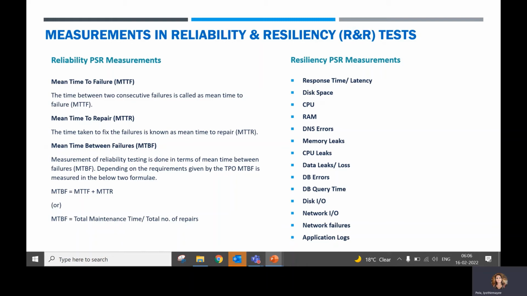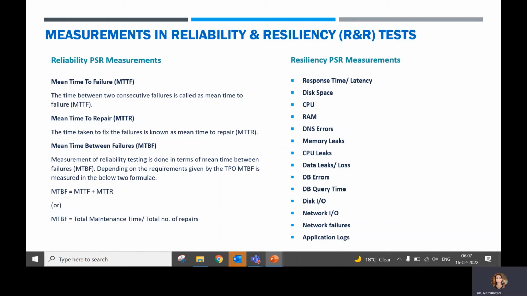And the only measurements in reliability testing are mean time to failure, mean time to repair, and mean time between failures. There are no other reliability measurements anywhere. Be it software, OS, hardware, or chip level, like at Intel, where at chip level you're actually doing PSR testing. Whatever you do, these are the only three measurements that happen in reliability testing.